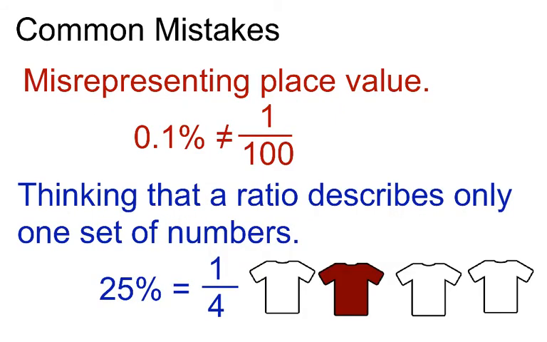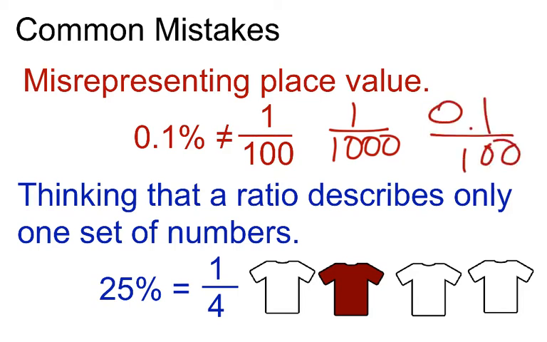So let's review some common mistakes. Misrepresenting place value. So we have things like 1/10 of a percent is not 1% or 1 over 100. So make sure that, of course, you would rewrite that as 1/1,000, because 0.1 over 100, of course, can be transferred into 1/1,000th.